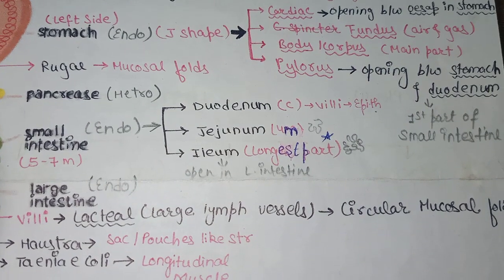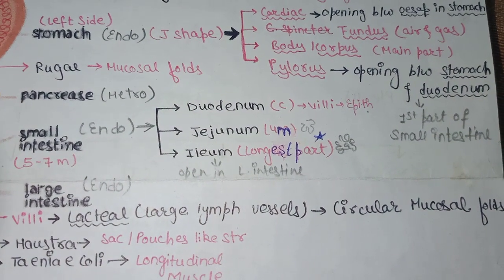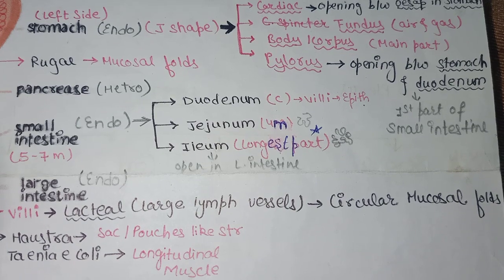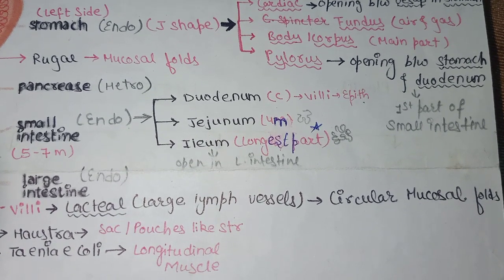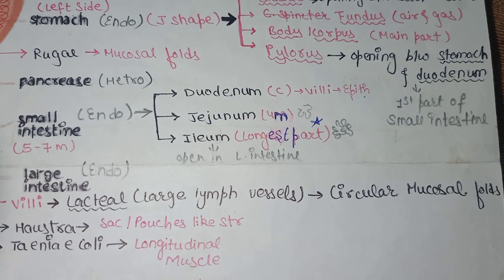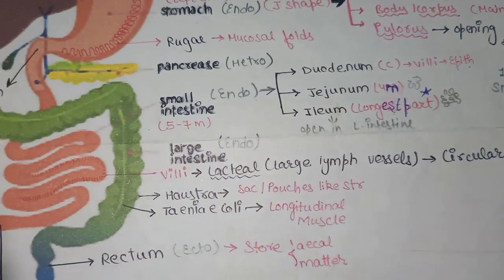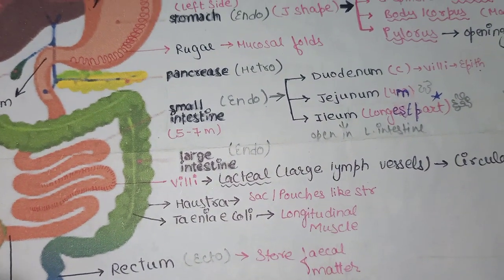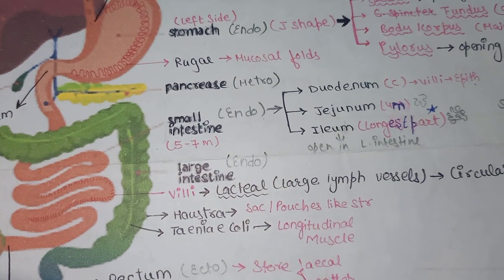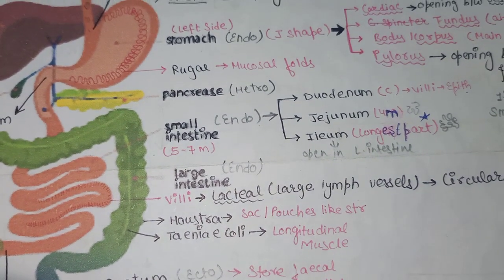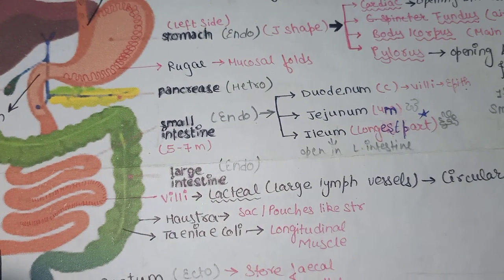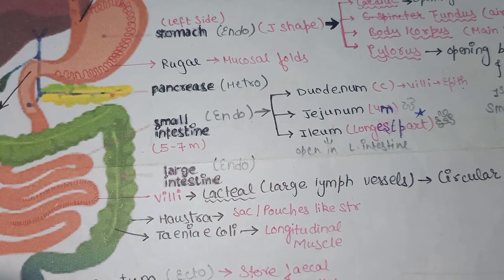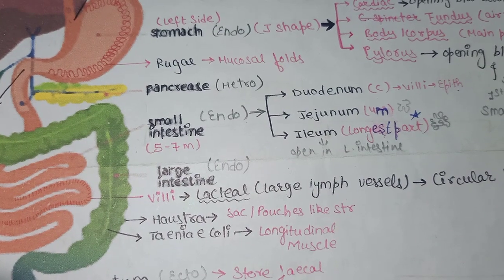In the last video we discussed up to the duodenum. Duodenum is the first part of the small intestine, meaning the pylorus part of the stomach opens into the small intestine, that is, the duodenum. Here we can see rugae, which are small mucosal folds present in the stomach that push the particles forward. That helps in the movement of food and mixing.